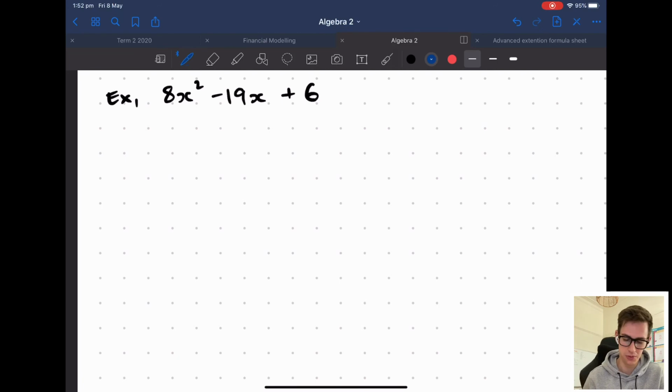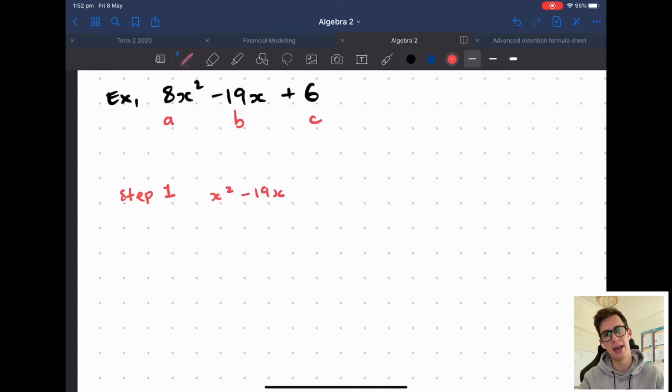So we've got 8x squared minus 19x plus 6. So if you want to have a go, pause it now, and then you can have a look through and make sure you did it all right. That's going to be my A, that's going to be my B, that's going to be my C. Step 1 is I get rid of the 8, but I multiply that 8 at the end, so by my C.